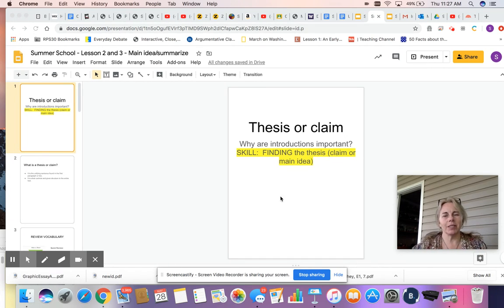I'm sure here you can see the big words at the top of the slide: thesis or claim. That's our topic for today. Our goal is to be able to identify or find a thesis, sometimes also referred to as a claim or even the main idea. So you may hear it called all three of those. That's what we're looking for today.